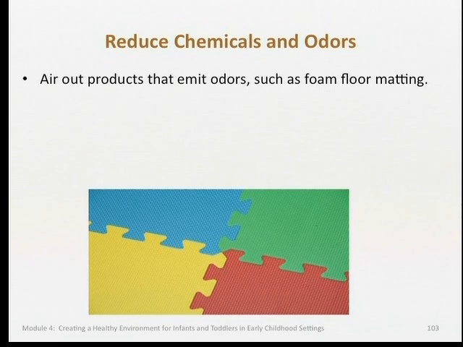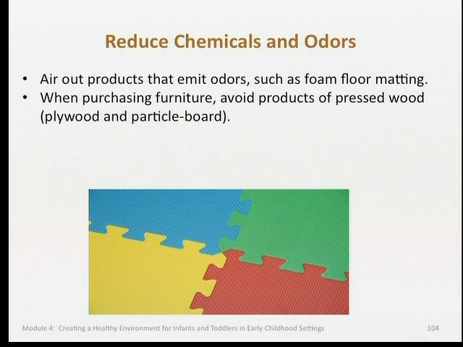Some household products and furnishings can emit strong odors. For example, new foam floor matting may have a strong chemical smell. Before using it in your classroom or nursery area, air it outside or in a room away from children until the odor is gone. New furniture made of pressed wood, plywood, and particle board may contain formaldehyde or other volatile organic compounds, often called VOCs. You may not smell these chemicals, but VOCs become a gas at room temperature and release into the air. Furniture may release gas for up to 5 years.